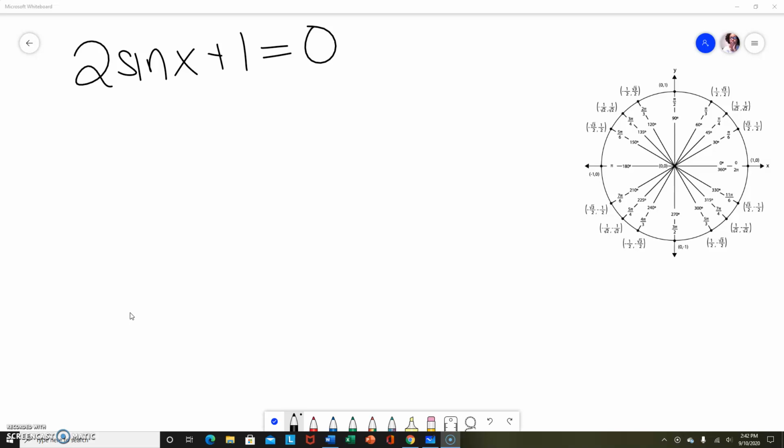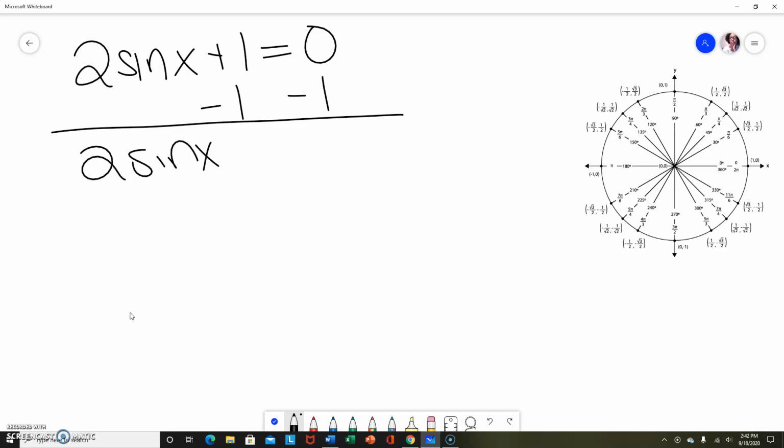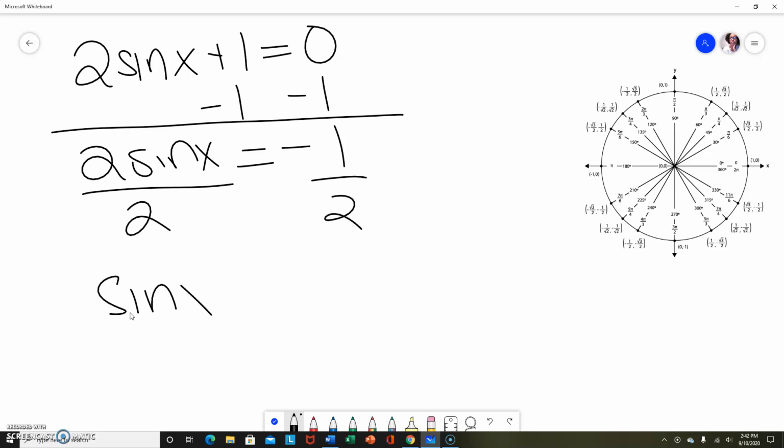I am going to subtract 1 from both sides, and I'm basically solving for this x, and the sine is attached to it. So I get 2 sine x equals negative 1. Then I'm going to divide both sides by 2. And I get sine x is equal to negative 1/2.